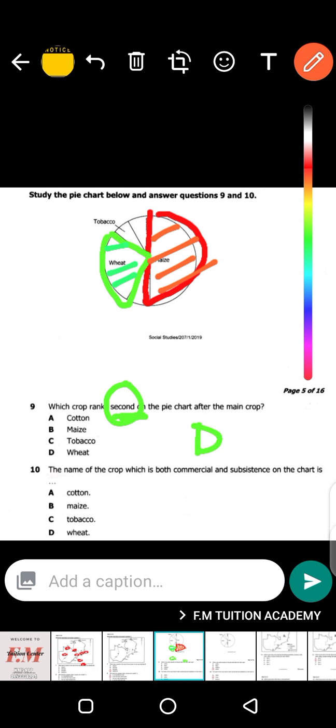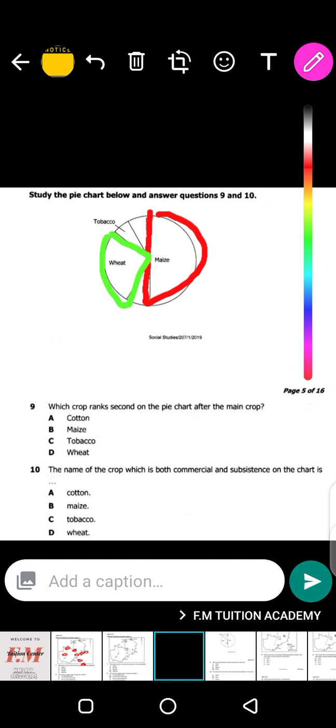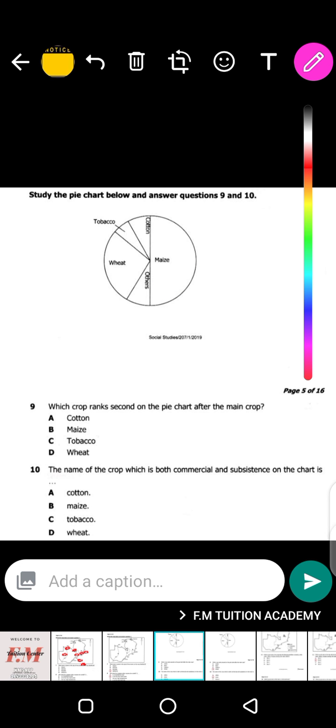So this is shape number 1, and this is shape number 2. That's the second largest shape on that pie chart. I was just trying to help you understand. So the answer here is actually D. The second largest shape is this one for wheat. The first one is maize, and seconded by wheat is the second largest.